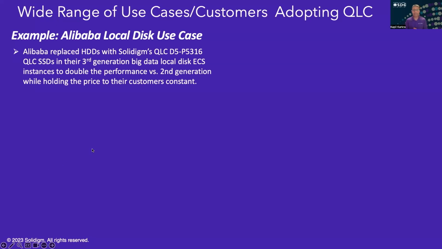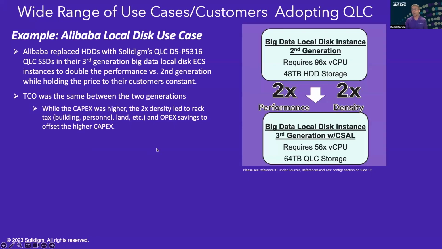Alibaba replaced their HDDs with QLC in their third generation big data local disk instances to double the performance and density. So they doubled both performance and density, so net 4x benefit. And this essentially enabled them to hold the price of their third generation local disk service constant, basically the same price as the second gen HDD-based local disk instances. But the performance doubled.